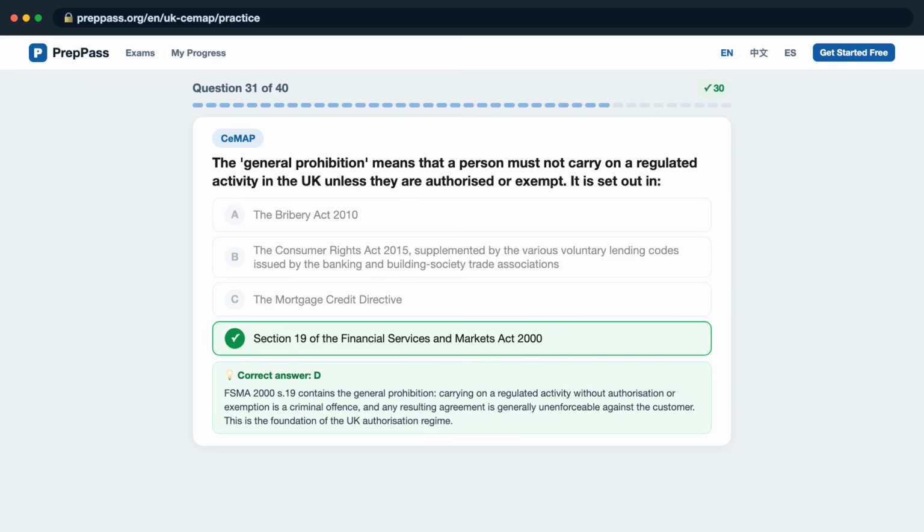The correct answer is D. FSMA 2000 S.19 contains the general prohibition. Carrying on a regulated activity without authorization or exemption is a criminal offense, and any resulting agreement is generally unenforceable against the customer. This is the foundation of the UK authorization regime.